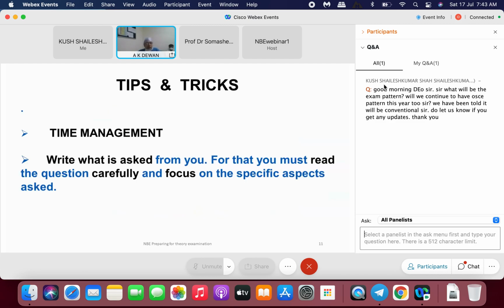Time management is extremely important in OSCE. Write what is asked from you. For that, you must read the question carefully and focus on the specific aspects asked. Don't start writing trials and theories and classifications. Read carefully and write.